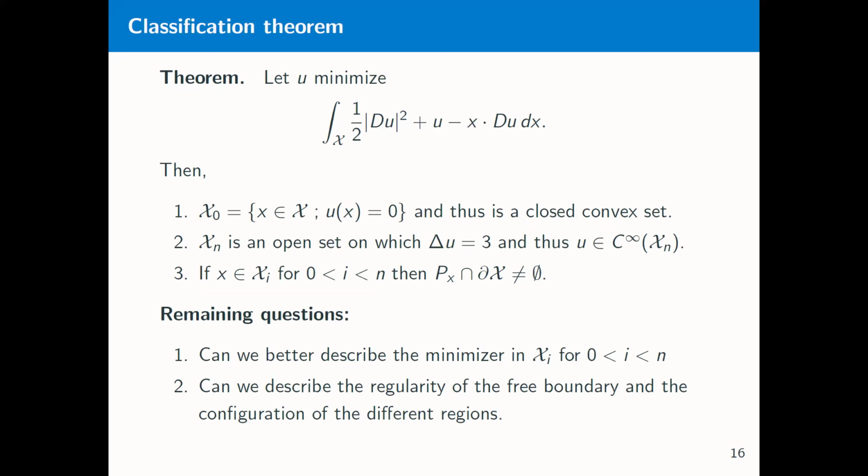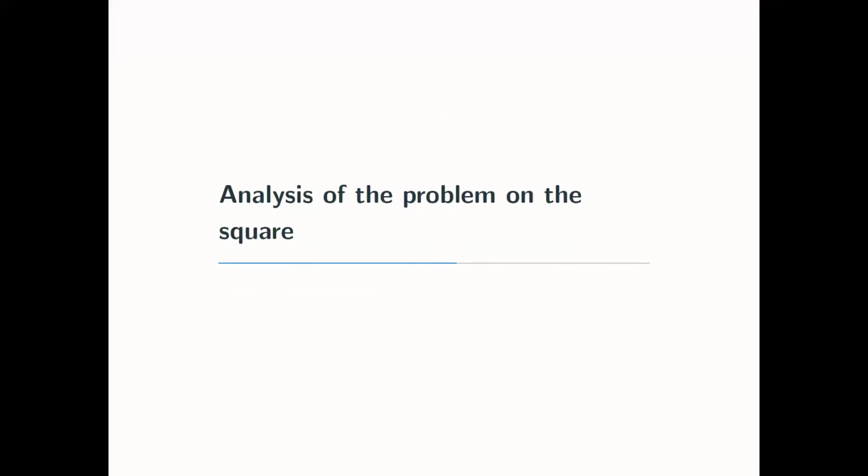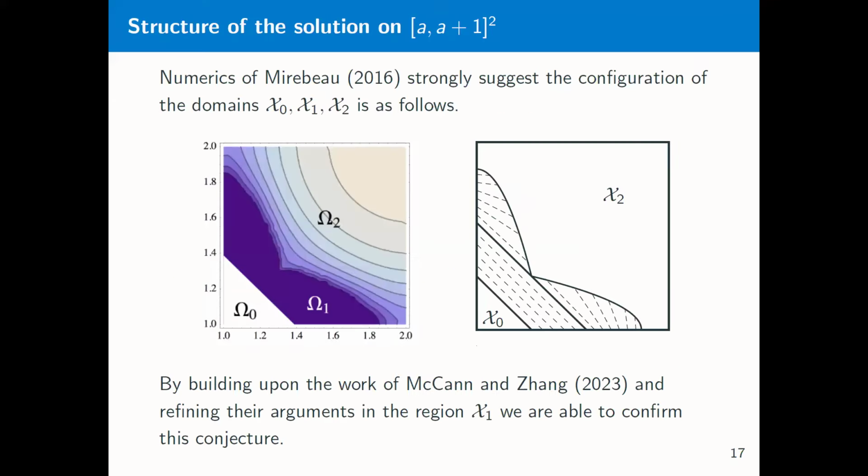And can we say anything about how these regions partition the domain? So we're going to take a look at now this example from the start, where we're just looking at the problem on a square. So some numerics due to Nirenberg, which are on the left here, strongly suggested that the solution looks like this. You've got your omega naught. This is Nirenberg's notation, and I borrowed the picture from him, so he's called it omega naught. We call it x naught down the bottom.